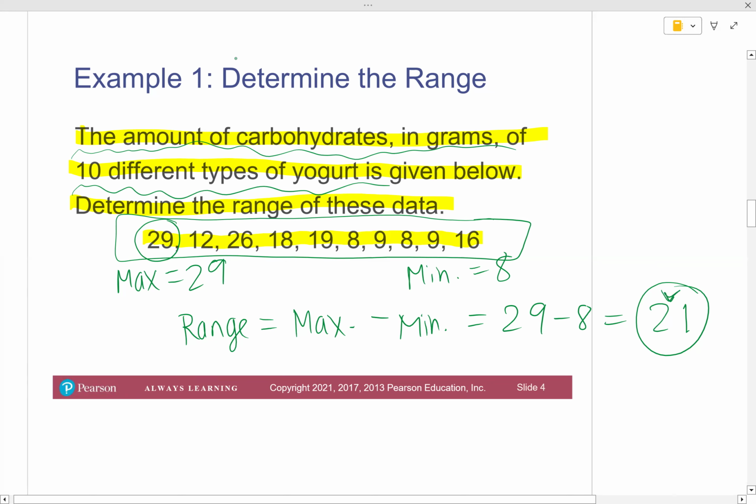But this is one way you could describe the range. Say, well, the range is 21 grams. That's a wide range from the highest to the lowest. There's 21 grams between them. That doesn't really reflect where the majority of them are. A lot of them are smaller numbers, 12, 8, 9. Those are pretty small. 16 is kind of in the middle, I guess. So that's the only problem with it.